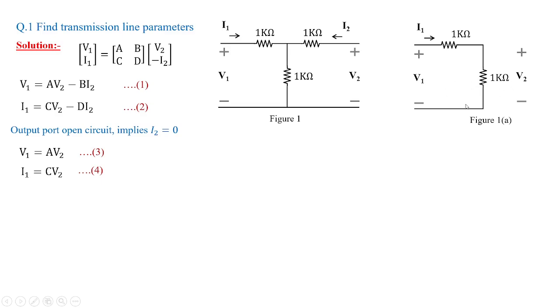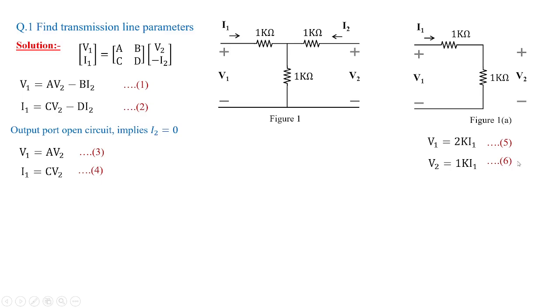Now you apply KVL to this figure 1a. So we are going to get V1 is equal to 1 plus 1, 2k I1. We'll read this one as equation 5. V2 is a measurement of voltage across 1 kilo ohm where current I1 is flowing. So V2 is equal to 1k I1. This becomes equation 6.